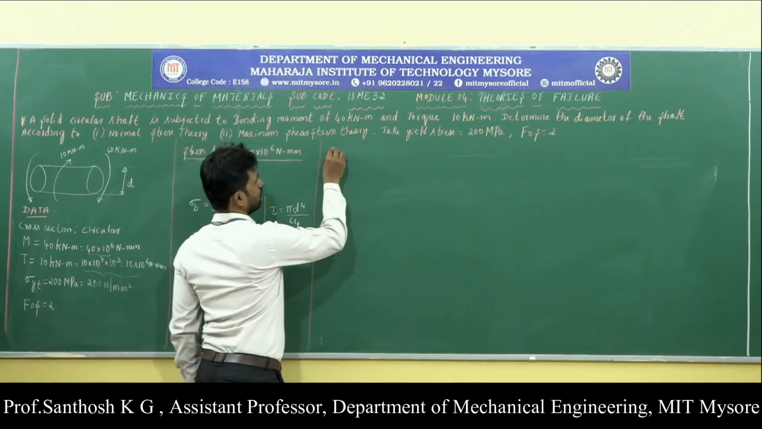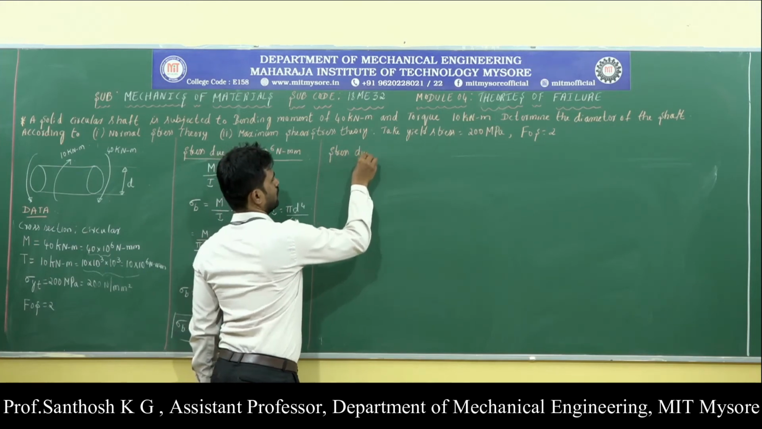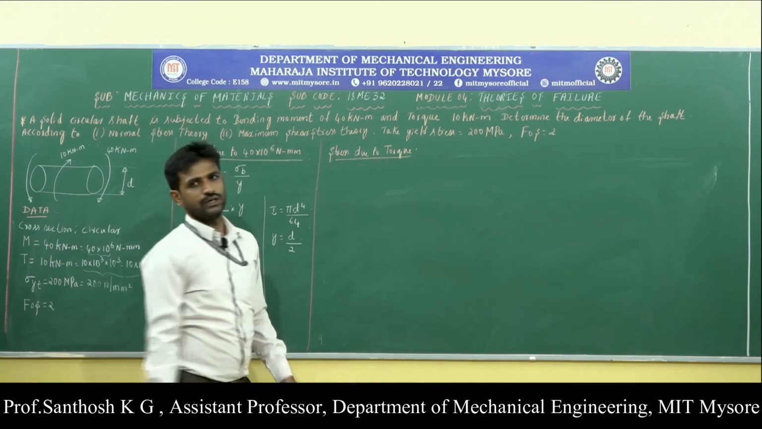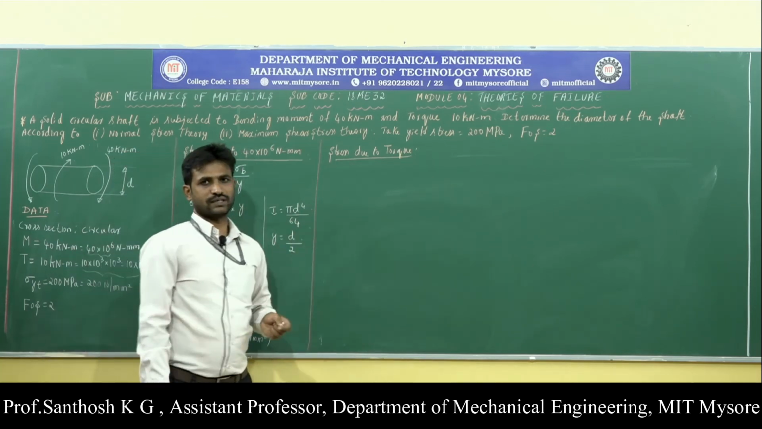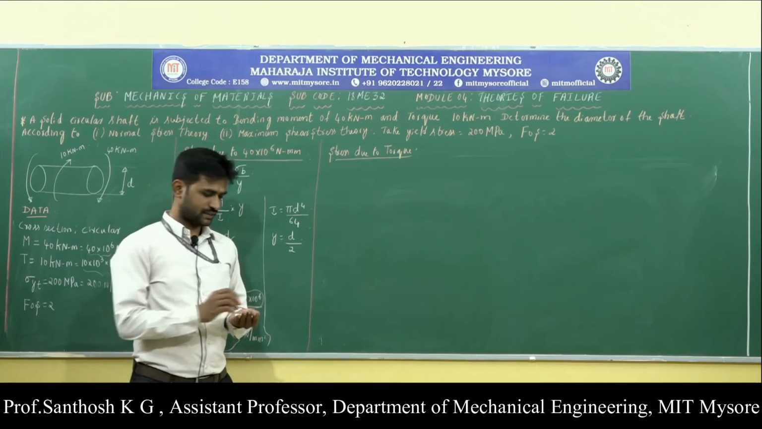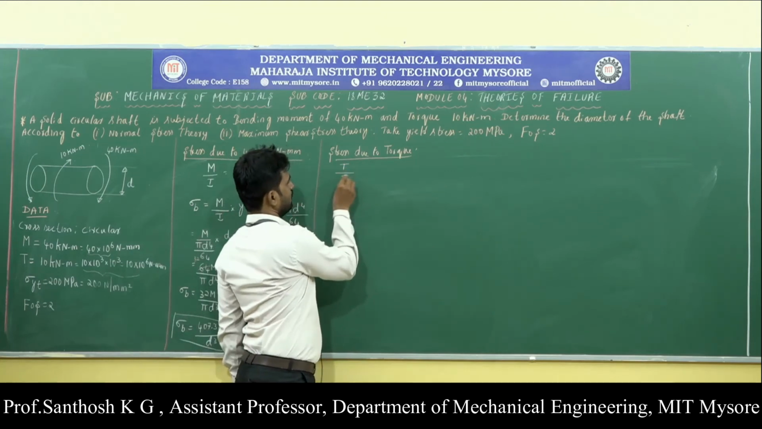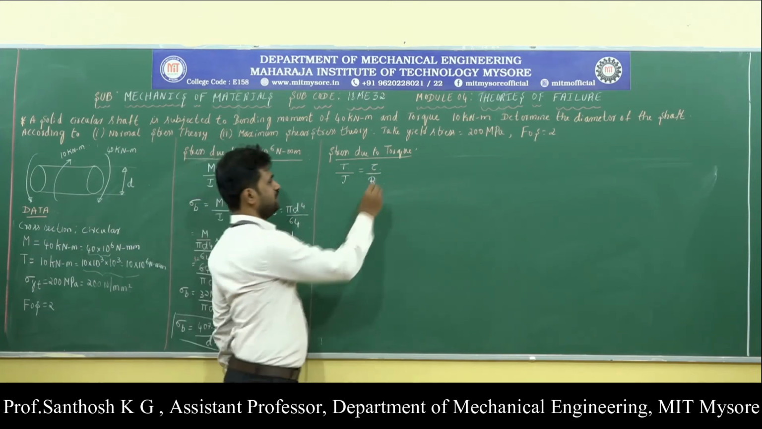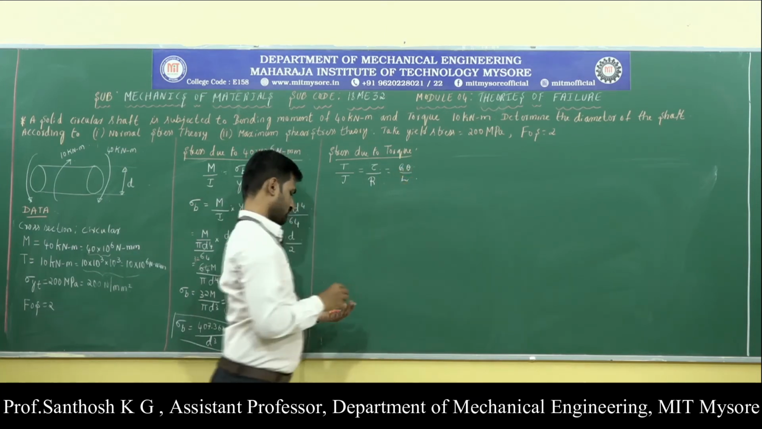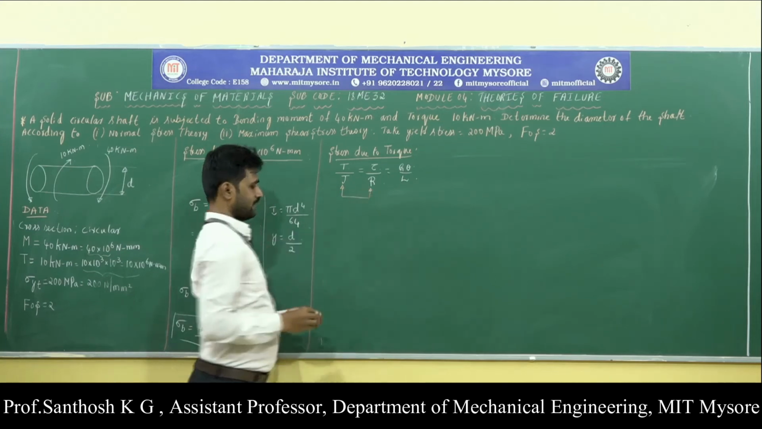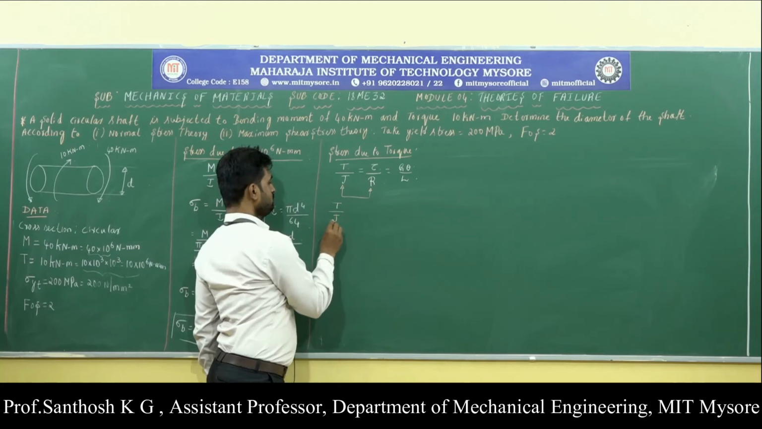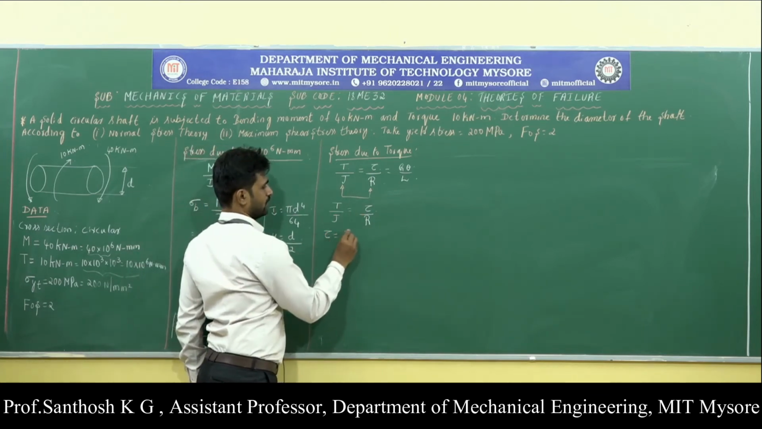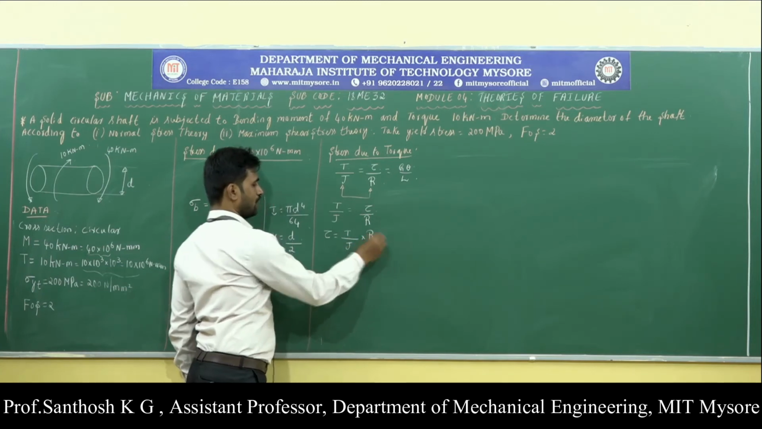Now, let us try to find the stress due to the torque T. We know that due to the torque load, the type of stress induced in a given member is shear in nature, and to calculate the shear stress, we will be using the torsional equation, which is given by T by J equals tau by R equals G theta divided by L. Suppose if I use the first and second terms, then T divided by J equals tau divided by R. Since I need the value of tau, tau will be equal to T divided by J into R.